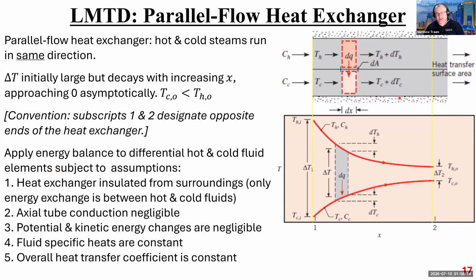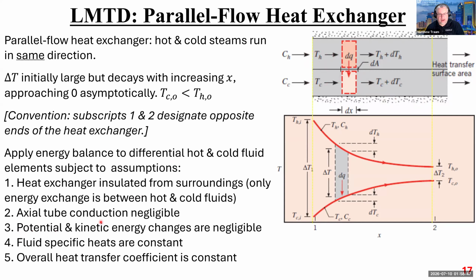Number two is that axial tube conduction is negligible. So what that means is the tubes themselves, right? The metal in the tubes that are carrying the fluid and facilitating this heat transfer, cannot be such that they're facilitating axial conduction, right? In other words, if it's hot here and cold here, we do not have heat transfer, at least not by conduction, in the axial direction. That's what this one means. All the heat transfers through convection.